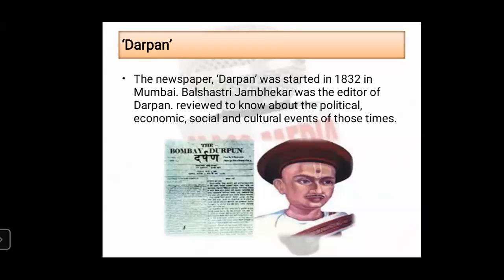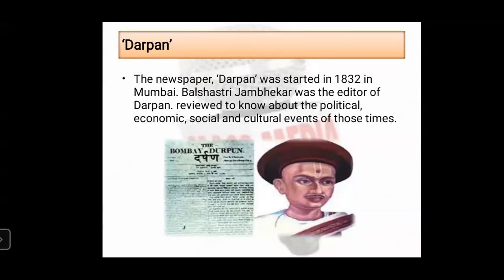Then next we come to the Prabhakar, another newspaper, which was started by Bhau Mahajan. The Prabhakar newspaper used to focus first on the French Revolution: how the revolution took place in France, which kind of actions they took, all that.